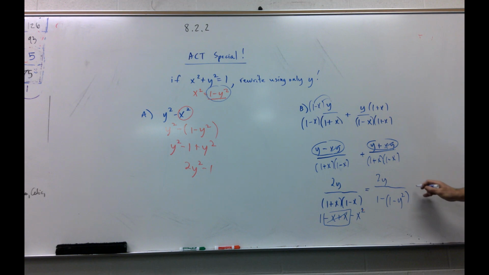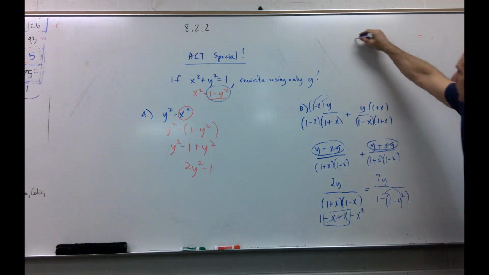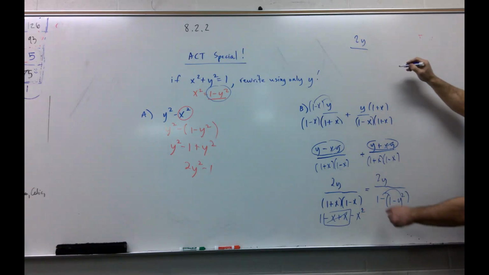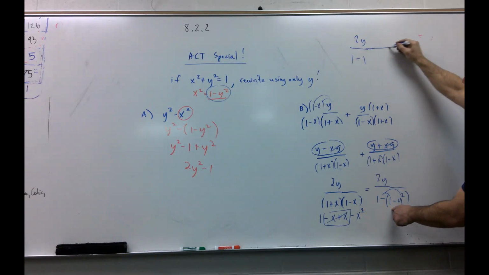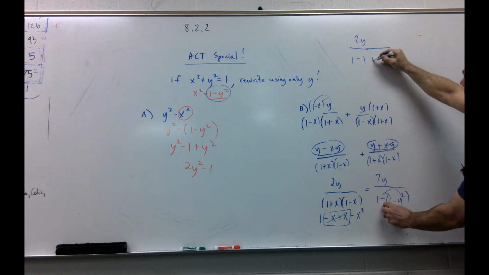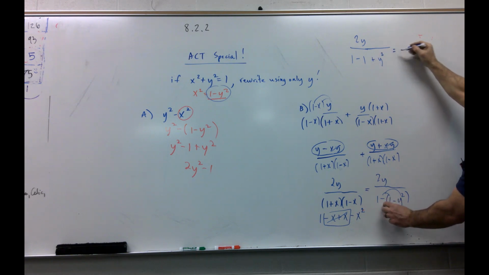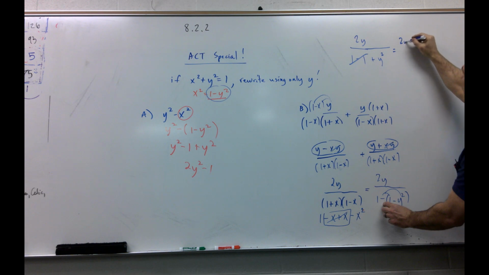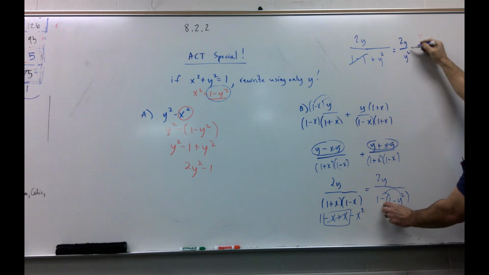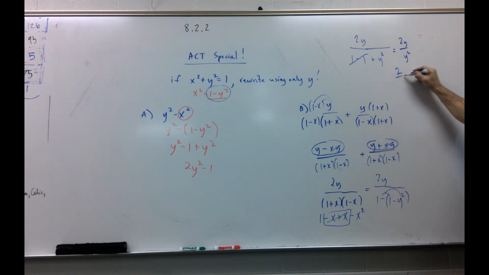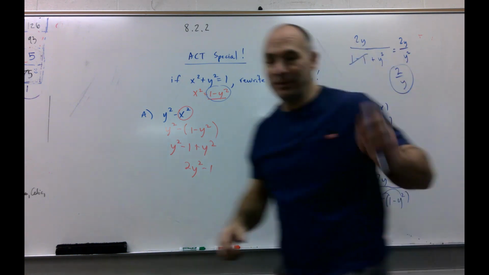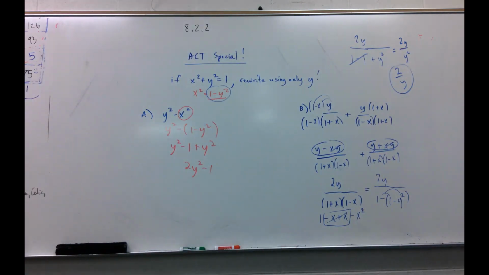So what do I get? I'm running out of space here. So I'm going to distribute that negative through. I'm going to get 2y all over 1 minus 1 plus y squared. These cancel, so I end up with 2y all over y squared, and these reduce to 2 over y. That is a tough little math problem. That finishes this section. If that's going to show up on a quiz or a test, that'll be a bonus.